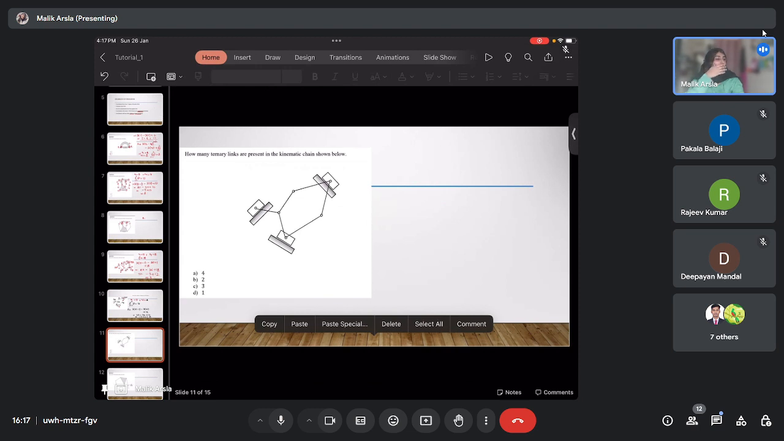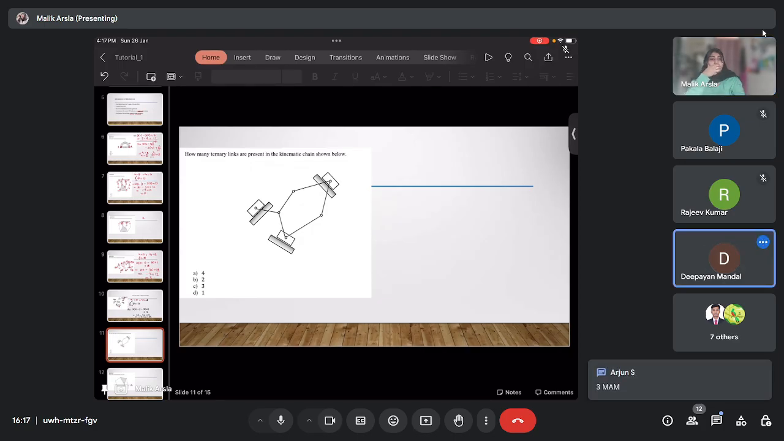What is the number of ternary links in this kinematic chain? Anyone? Ma'am, three. Okay, three. Everyone knows three, right? But which link is that? Can you tell me? And the two sliders and one this link. Three. Okay. If you all are getting three, then explain how is it three?